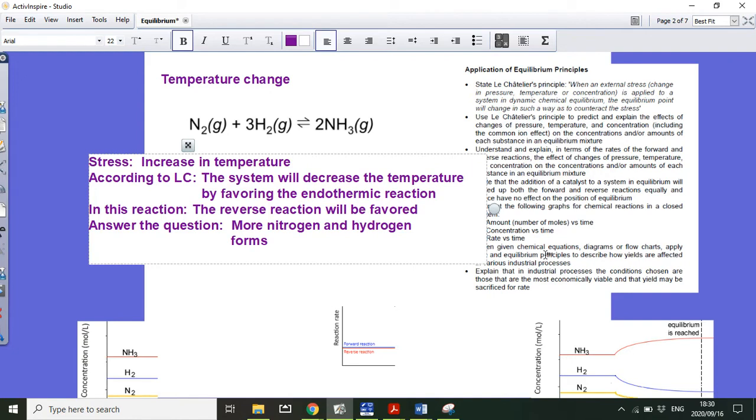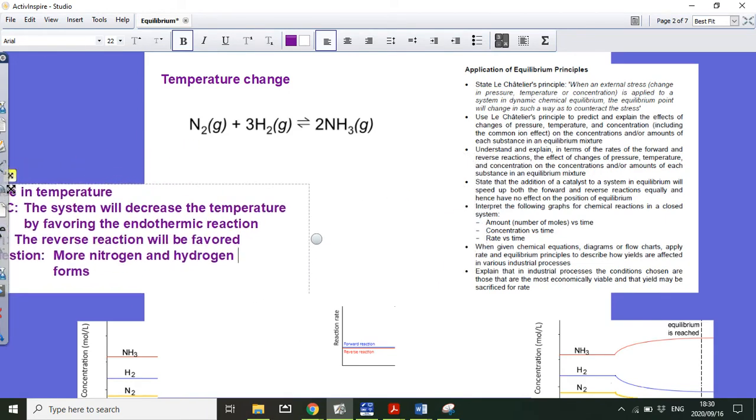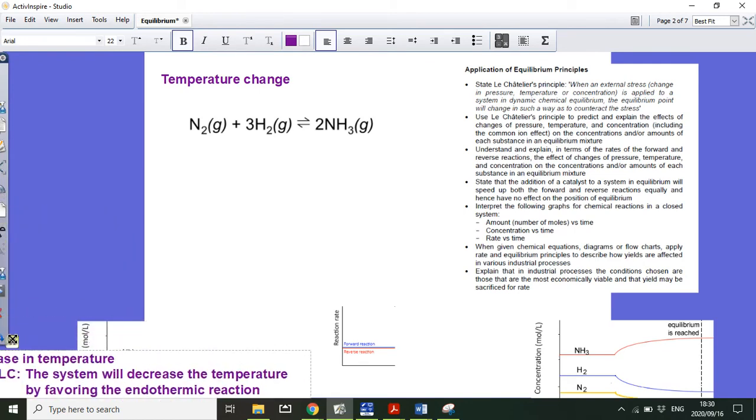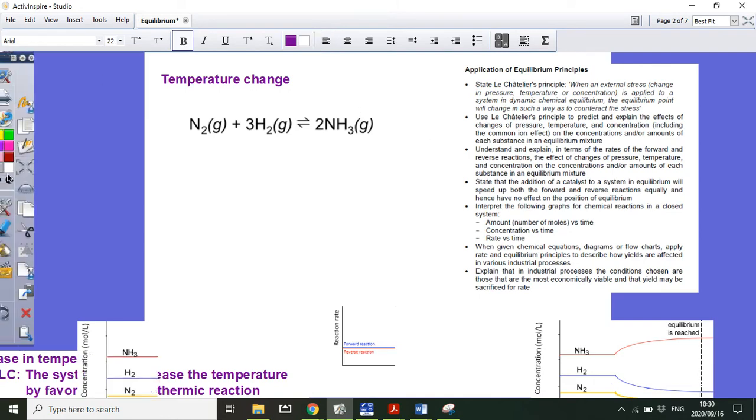There we go. So first, stress. Second, what will the reaction do? And then you look at the reaction. So please do it like this. Now, I can also do it for a decrease in temperature. So let's see, what if the temperature was decreased?